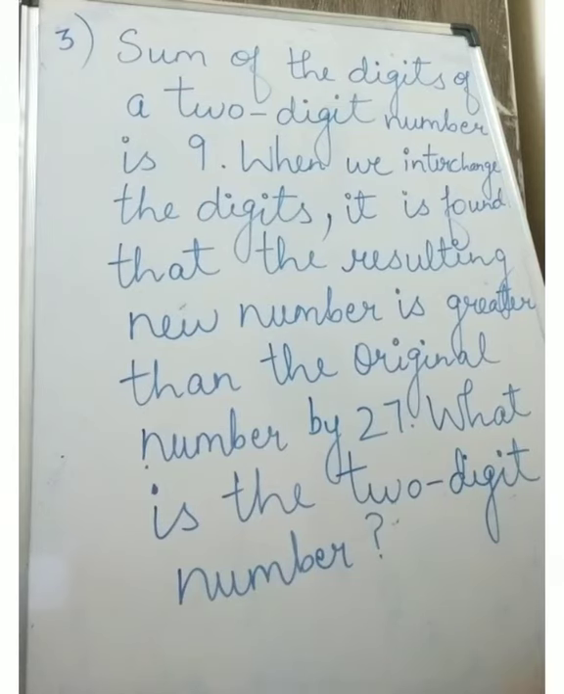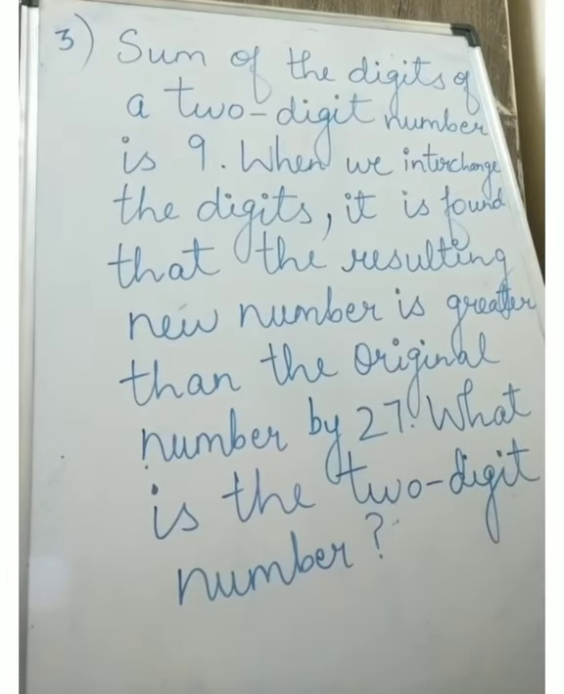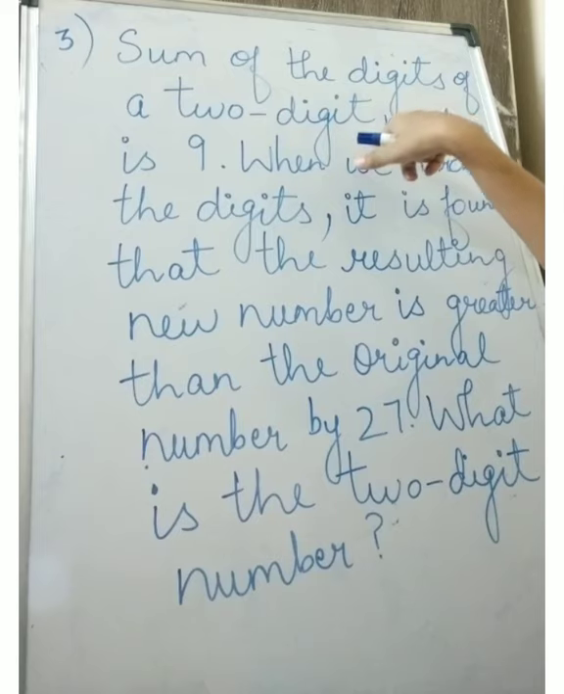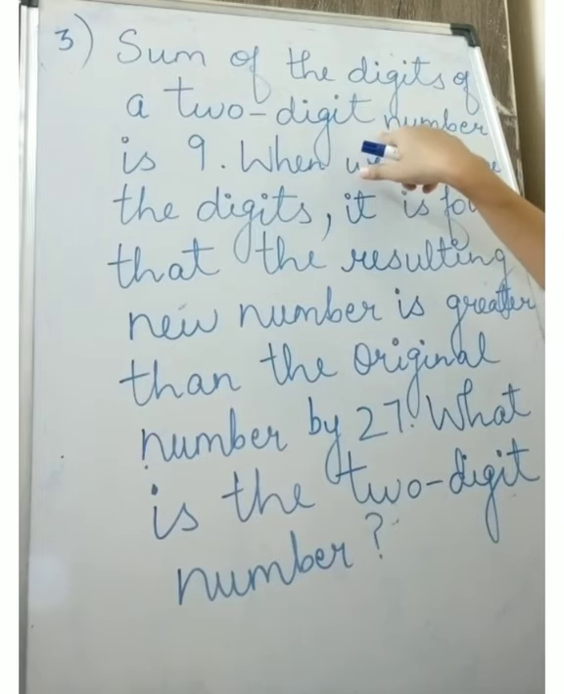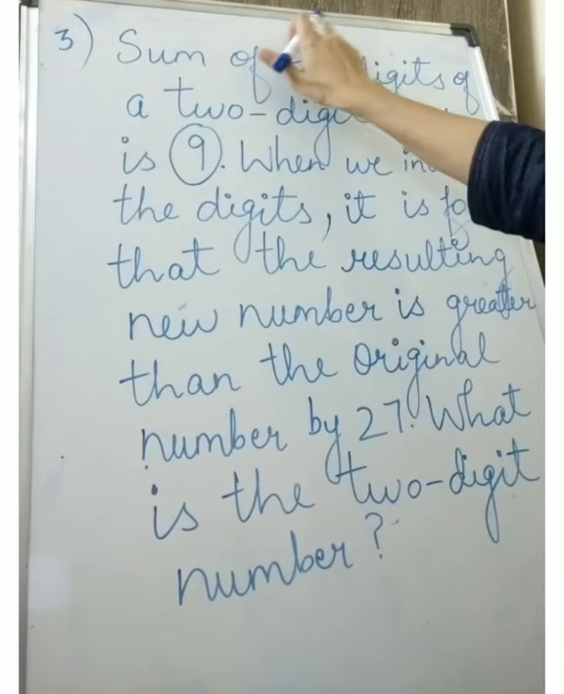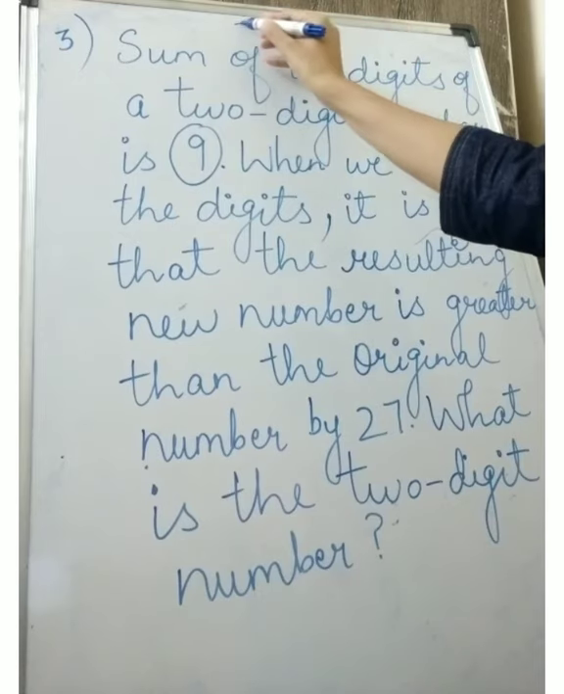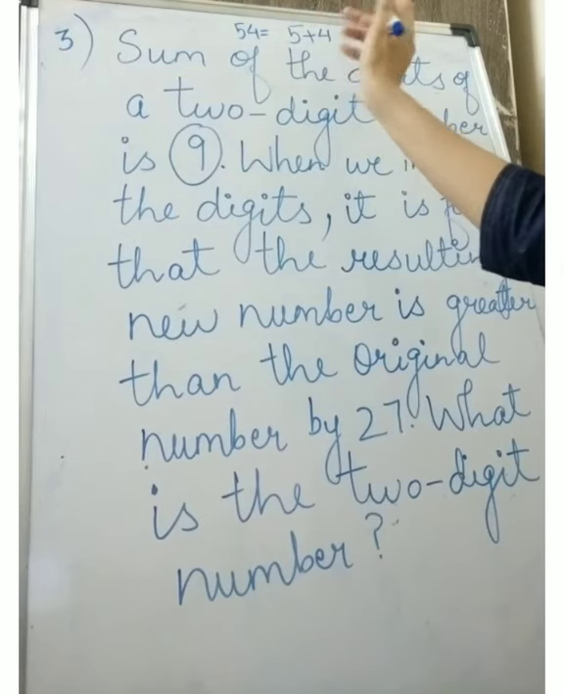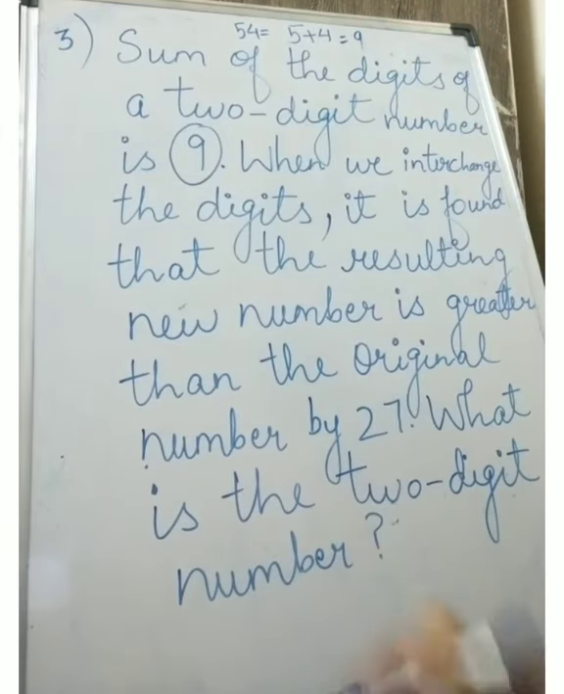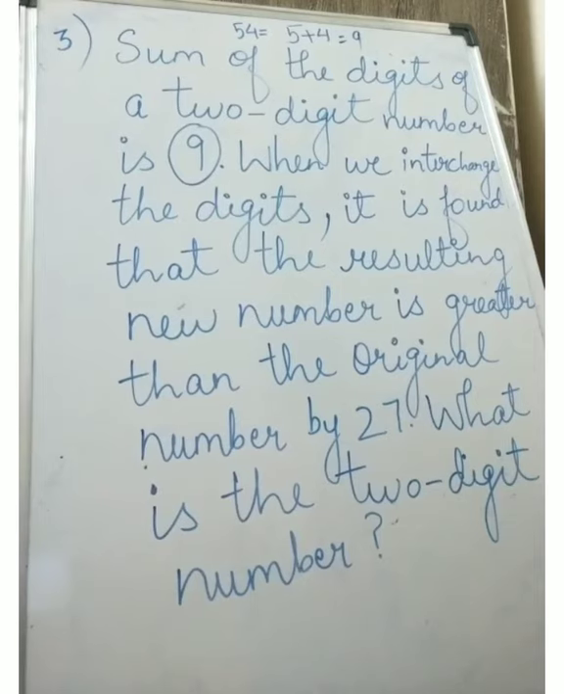Okay, now we will discuss question number 3 from exercise 2.4. The question is the sum of the digits of a 2-digit number. So when we are adding the digits of a 2-digit number, the sum is 9. Suppose one example I will give: 5 plus 4. If I am writing 54, then 5 plus 4 is 9. This is just an example. The sum of the digits of a 2-digit number is 9. They have given this in the question.